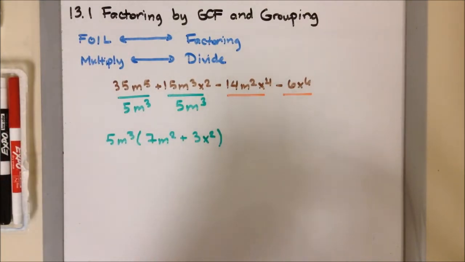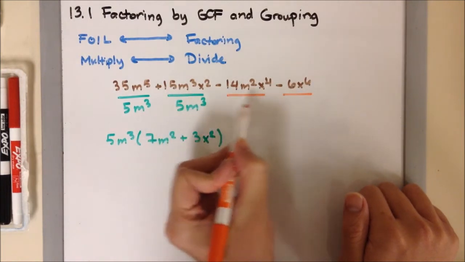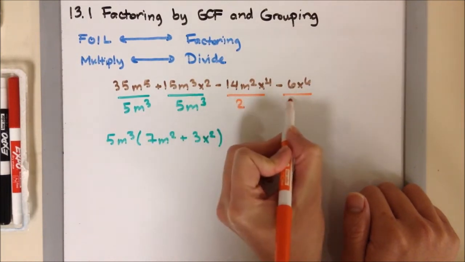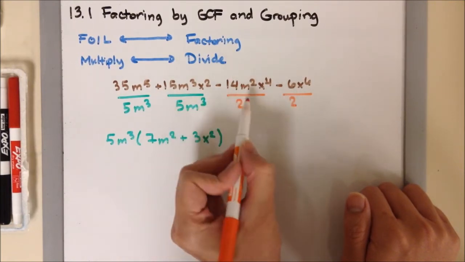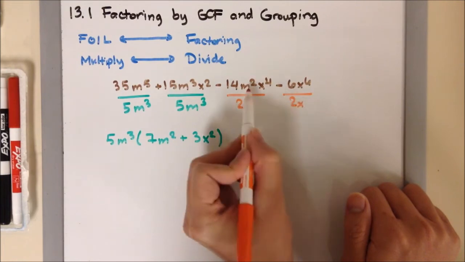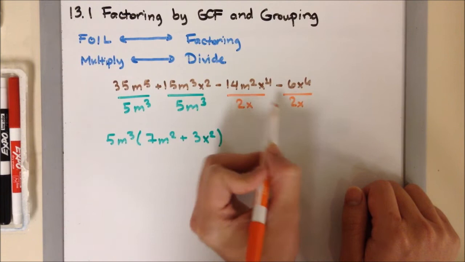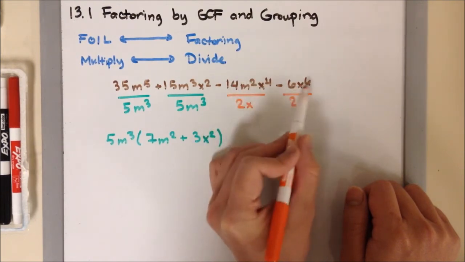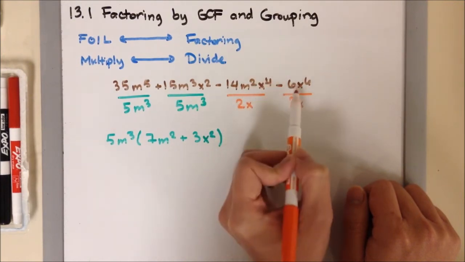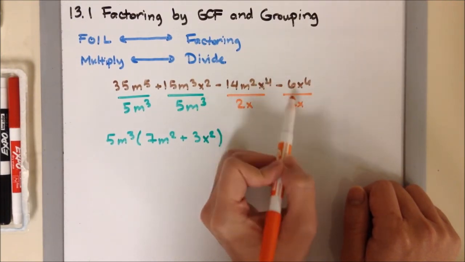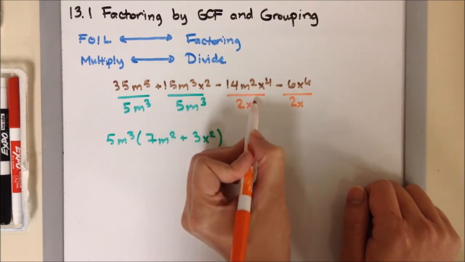Now let's take a look at the right side. 14 and 6, they are both divisible by 2 because they're even numbers. And both of them have x, so I'm going to divide both terms by x. This term only has an m, so I'm not dividing both terms by m because only the first one has it, but not the second one. Now for the x, the first one is x to the 4th, and the second one is x to the 6th. So when we're dividing by both x, we're going to use the smallest exponent, which is the 4th.